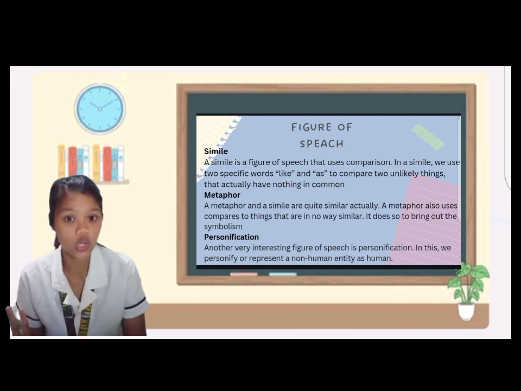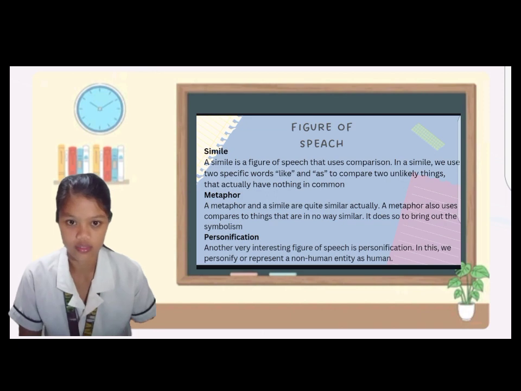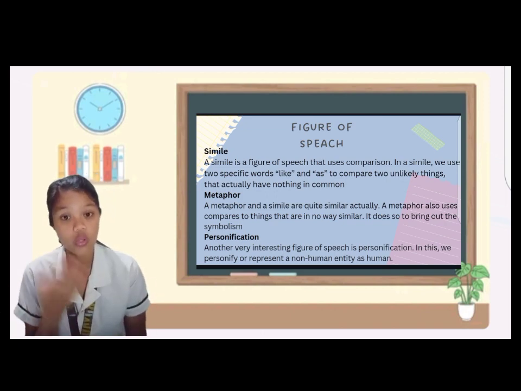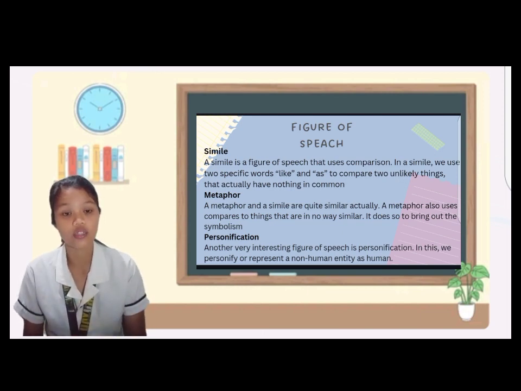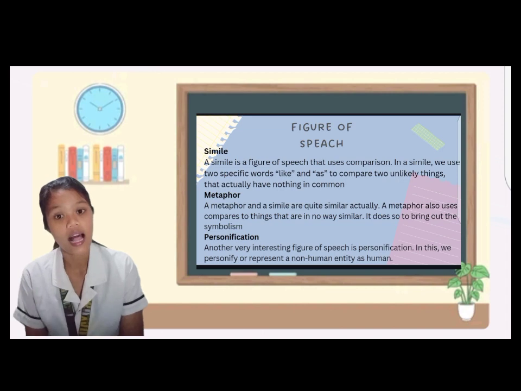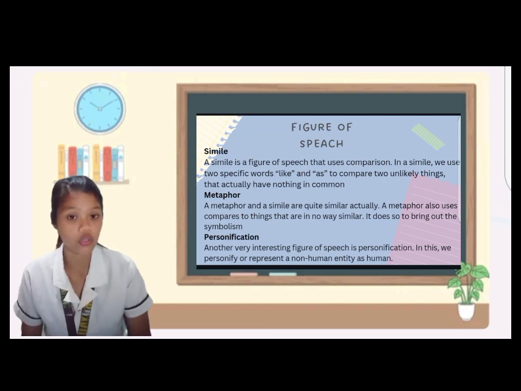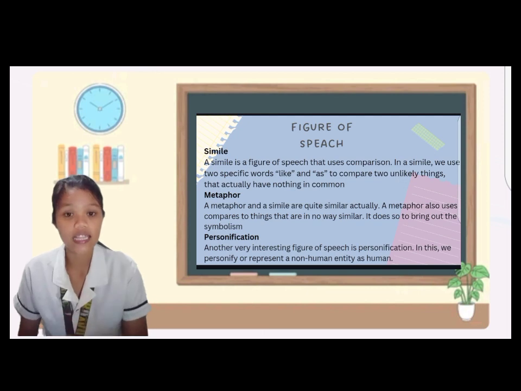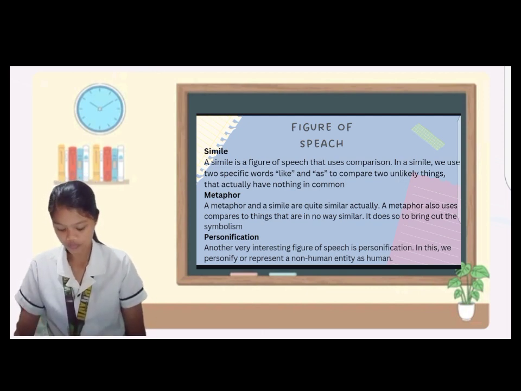thing or person directly. For example, Alex is a chicken. Okay. So we don't use like or as. You are comparing Alex to a chicken. Okay, you are not using like or as. Okay, Alex is a chicken.